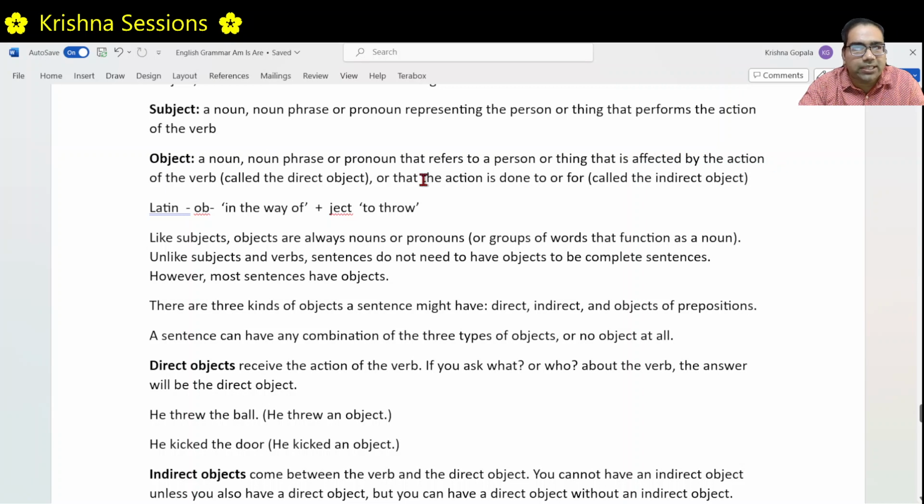Is affected by the action of the verb. The verb is ate. What is directly affected? Pizza is directly affected. Always remember, objects and subjects are nouns, pronouns, or noun phrases.